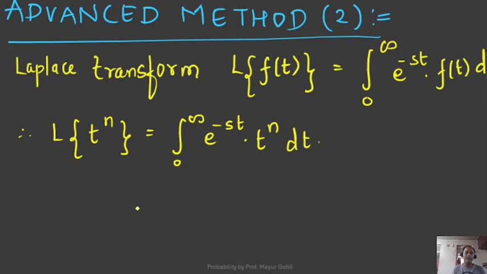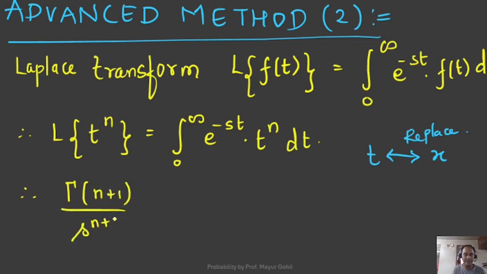Okay, and now what we can do is change the variable from t to x. You just replace the variable. On the left hand side, you can even write the formula: Laplace of t to the power n is gamma n plus 1 upon s to the power n plus 1. That is the formula. So 0 to infinity e raised to minus st t to the power n dt is in front of you.